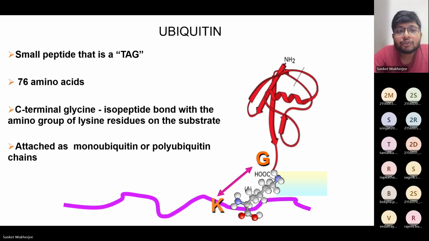Ubiquitin is a small peptide. It acts as a tag. It is 76 amino acids. The C-terminal glycine of the ubiquitin interacts with the lysine of the protein. Ubiquitin can be attached as monoubiquitin, like only one ubiquitin getting attached, or as polyubiquitin. So first of all, what is ubiquitination? What kind of modification is it?